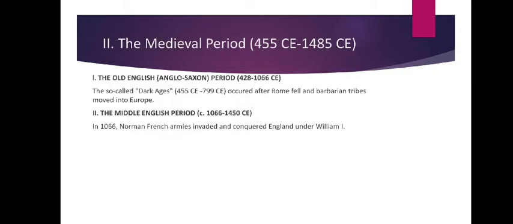2. The medieval period, 455 CE until 1485 CE. 1. The Old English or Anglo-Saxon period, 428 until 1066 CE. The so-called Dark Ages, 455 CE until 799 CE, occurred after Rome fell and barbarian tribes moved into Europe.